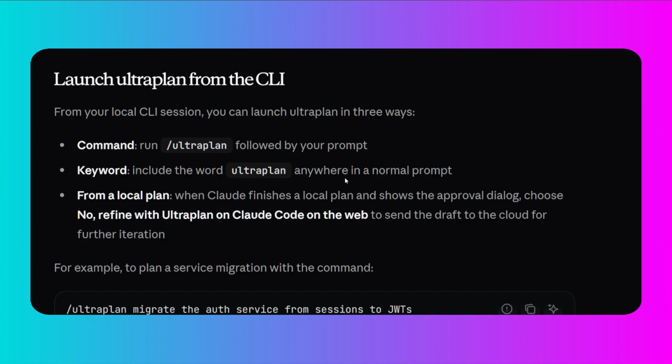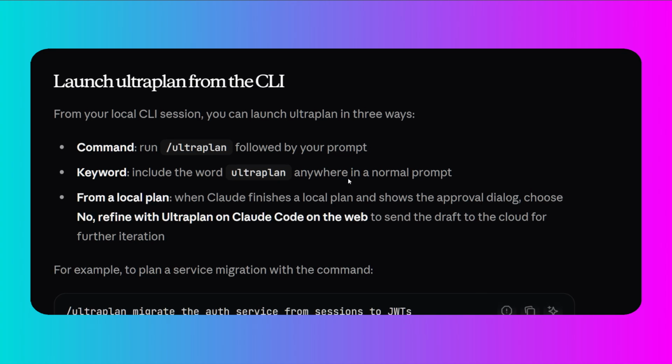The first one, command: run /ultraplan, followed by your prompt, which I'm pretty sure most people will probably use. Keyword, which they state is to include the word Ultraplan anywhere in a normal prompt. People will probably use that as well. And from a local plan: when Claude finishes a local plan and shows the approval dialog, choose no when it gives you an option, and state refine with Ultraplan on Claude Code on the web to send the draft to the cloud for further iteration.